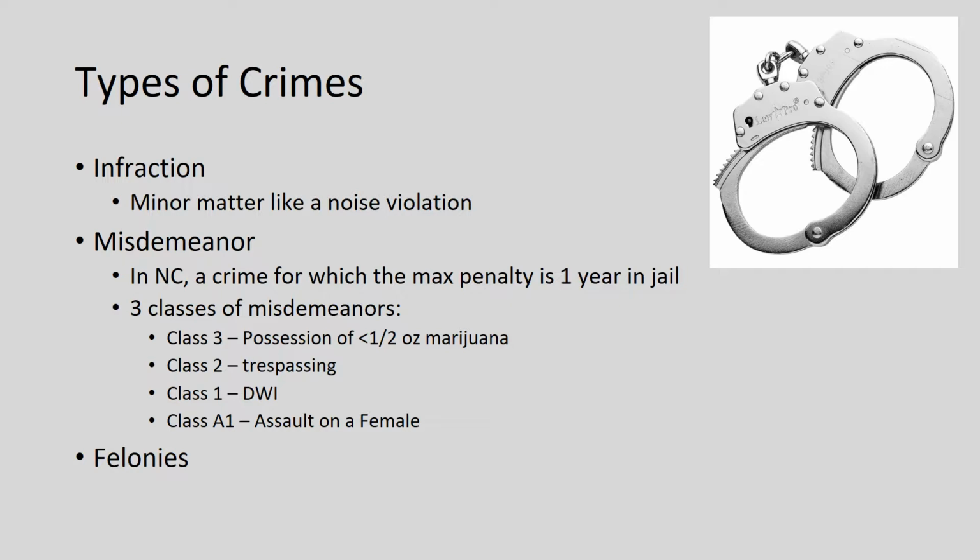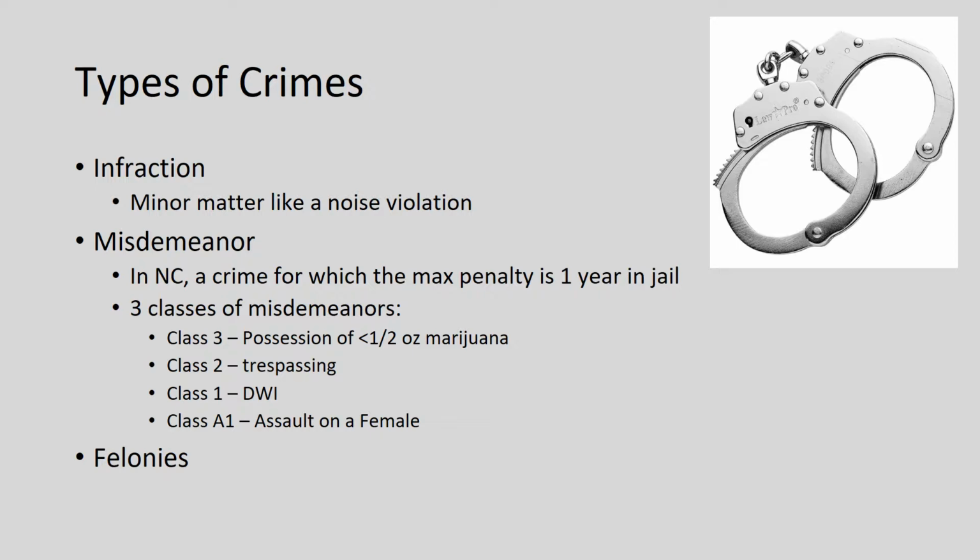So types of crimes. So we've been talking mostly about felonies. So let's look at some of the other types of crimes. We have an infraction. All right, that's a minor matter like a noise violation, something that happens, speeding sometimes, in small speeding. Then you have your misdemeanors, okay? A misdemeanor has a maximum penalty of 1 year in jail in North Carolina. All right, there's 3 classes. Class 3 is possession of less than half an ounce of marijuana. Class 2 is trespassing. Class 1 is driving under the influence. And Class A1 is an assault on a female, which is an interesting one. Why is it an assault on just a female? Well, somebody may want to look into that one.